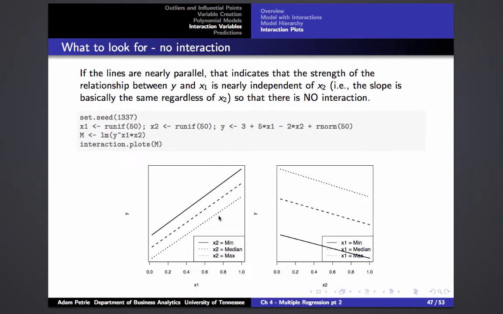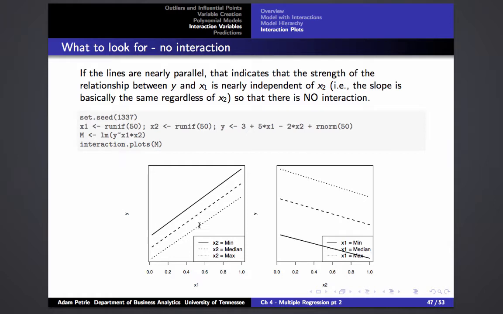Well, in this case, I would not suspect an interaction between x1 and x2. In fact, by design, I've set up y to be just a weighted sum of x1 and x2 without any interaction. And here are the resulting interaction plots. What we see is that the relationship between y and x1 has essentially a constant strength regardless of x2. The slopes of these three implicit regressions are essentially one and the same.